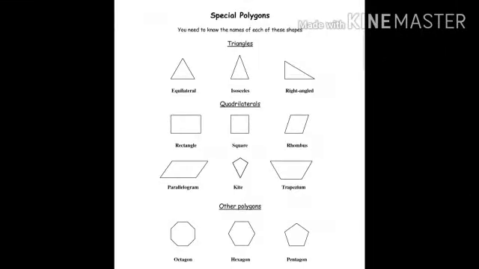Now you can see some examples of polygons, as shown in the figures: a triangle, quadrilateral, and other polygons like pentagon, hexagon, heptagon, and so on. According to the number of sides, we give names to the polygons.